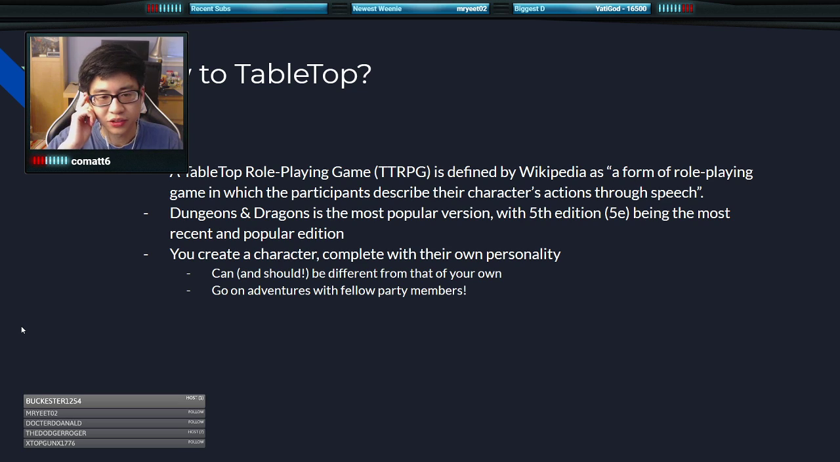But in any case, what happens in a game of a tabletop RPG is that you create a character and then you take on the personality of that character. And it could be you, it could be someone different than you. So your personality will be dependent on the kind of character that you create.